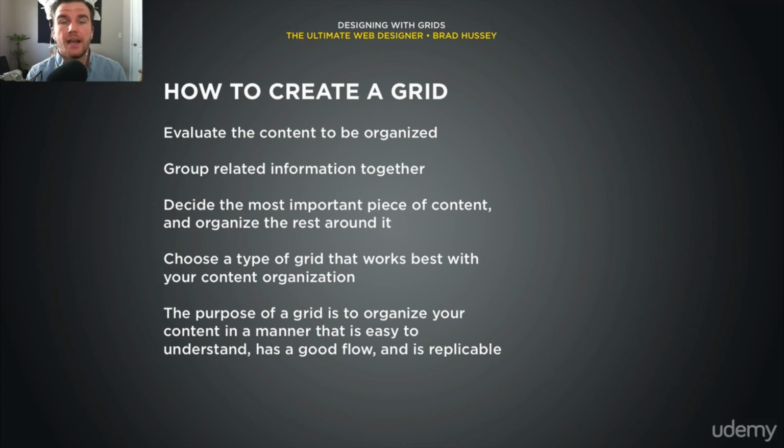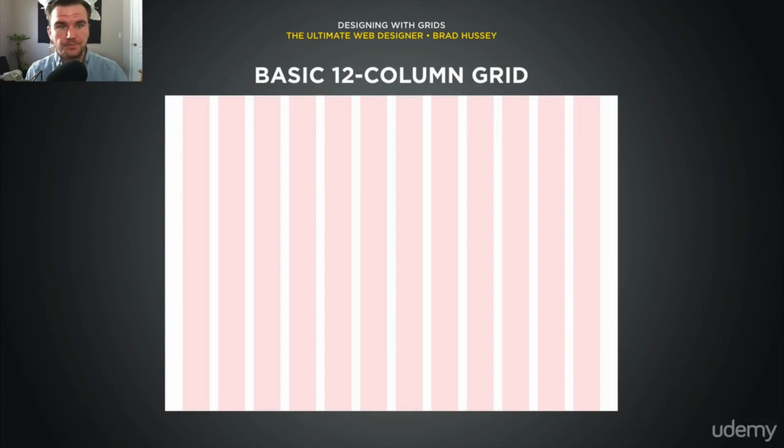In order to create a grid-based design, you need to evaluate the content that needs to be organized, group the related information together, decide the most important piece of content, and organize and structure the rest of the content around that. Choose a type of grid that works best with your content organization, and the purpose of a grid is to organize your content in a manner that is easy to understand, has good flow, and is replicable by other designers.